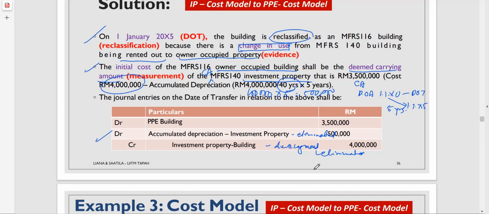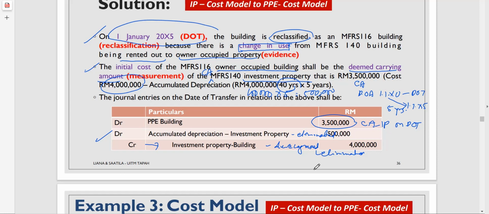So that will be a decrease, and there is a new asset, PPE building, due to the transfer, and you can see that the carrying amount is based on the carrying amount of the IP on the date of transfer. So that was the journal entry, and you are asked to only explain on the date of transfer.